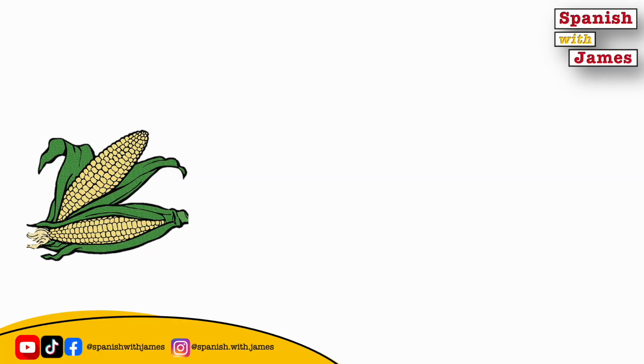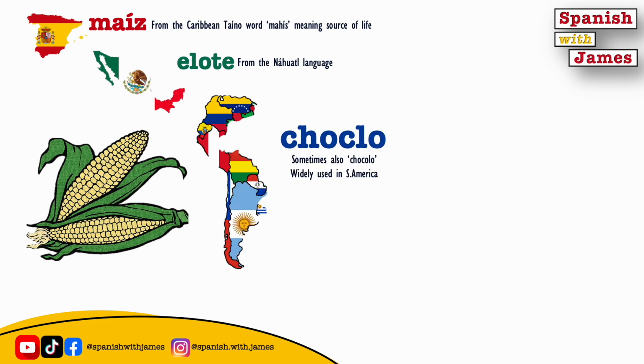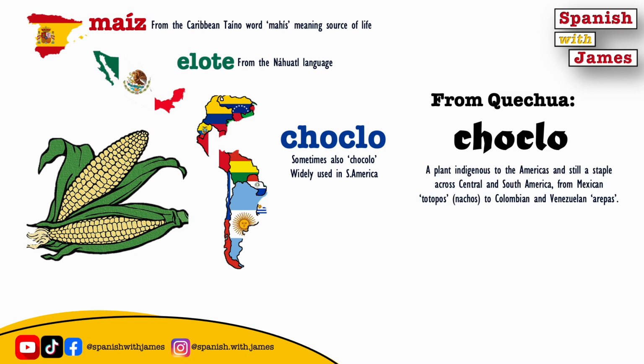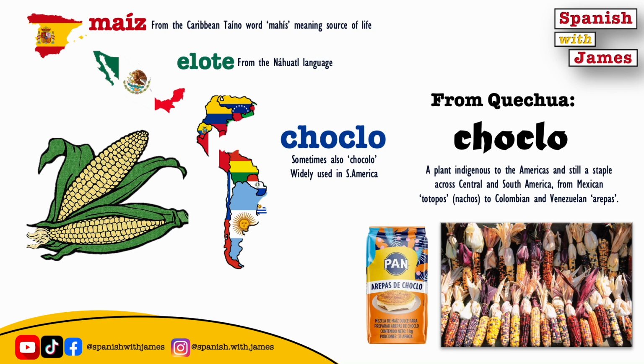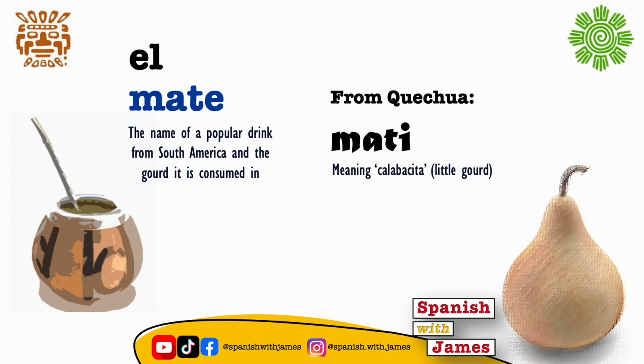We've already spoken about the very international Spanish word maíz, coming from the indigenous Taíno language, and the very Mexican elote, coming from the Náhuatl language. But choclo is a very common way of referring to corn in South America, and this comes from the Quechua language, choclo. In Colombia, they've got things like arepas de choclo, and there are loads of different types of corn you can find in Latin America. El mate, a popular caffeinated drink consumed mainly in Argentina, Uruguay, Paraguay, and in parts of Brazil, comes from the Quechua word mati, meaning calabacita, or a little gourd, the fruit which is traditionally dried and hollowed out to then use for the consumption of this drink.